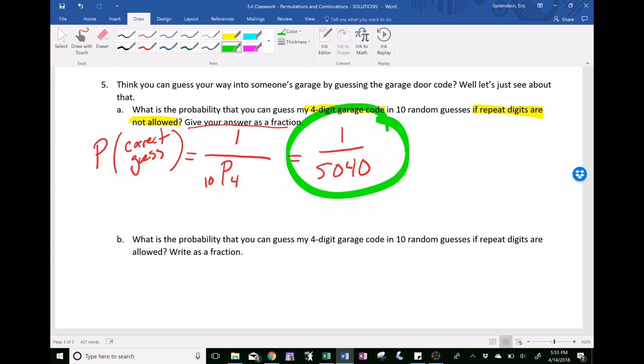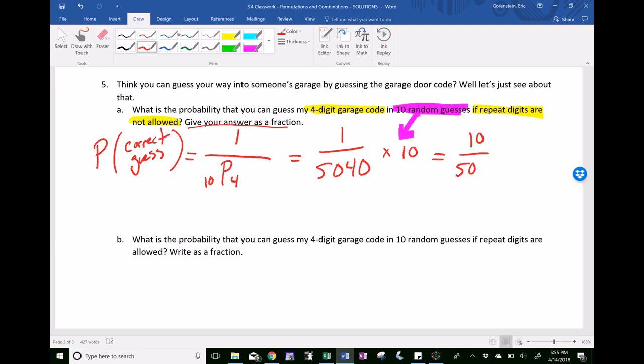Now, part B, same question, except, oh, you know what? Let's go back and say, okay, this is the probability of guessing right if you have one guess. And now let's say, okay, well, there's 10 guesses. So let's multiply that by 10. So probability of guessing right in 10 guesses should be 10 over 5,040, or that reduces to 1 over 504. Now I'm ready to actually circle that in green.